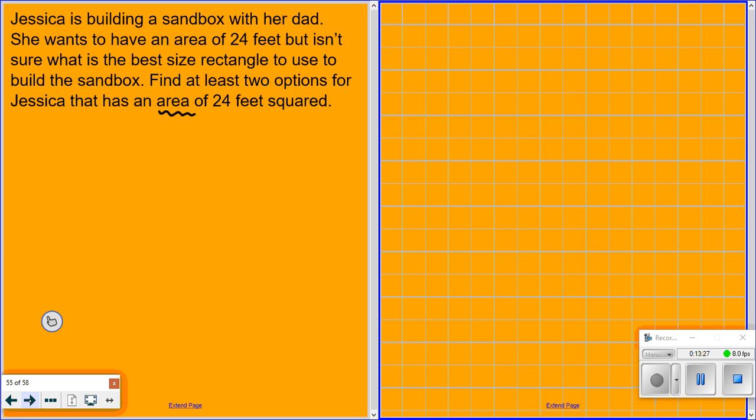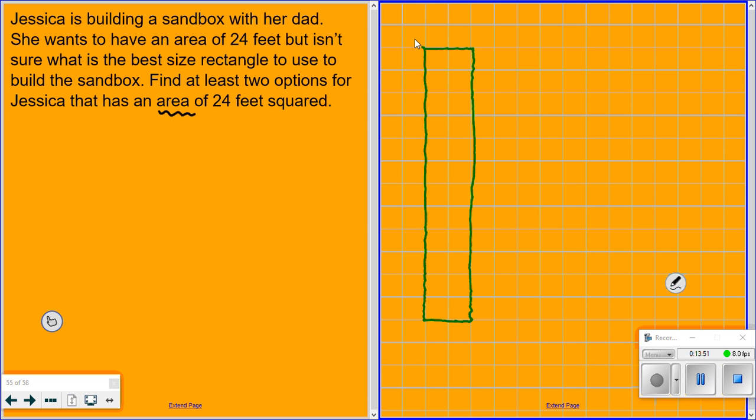Layden, what are you thinking? A 2 by 12. 2 groups of 12 is going to be how much, Layden? 4, 5, 6, 7, 8, 9, 10, 11, 12. Now I've got 2 groups of 12, which has an area of 24. If you did not draw a 2 by 12, draw one somewhere on your graph paper.